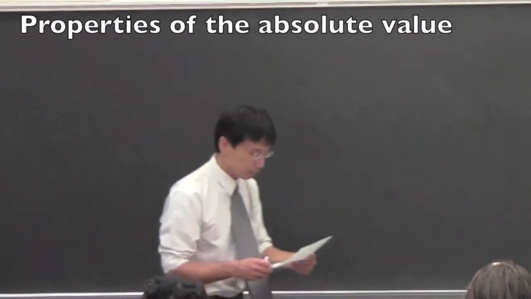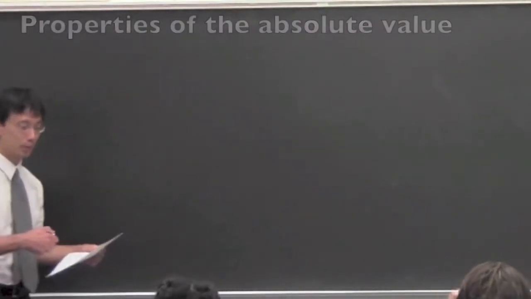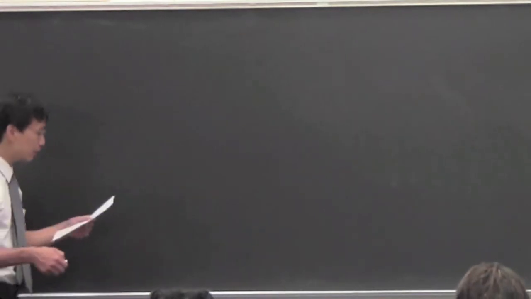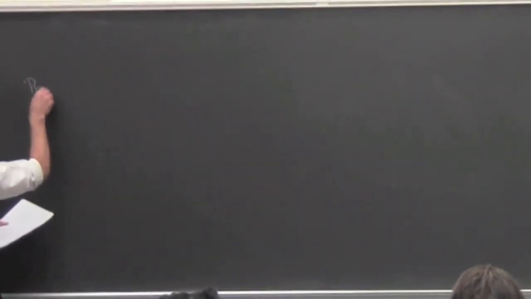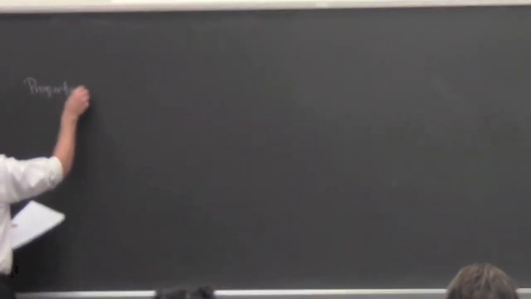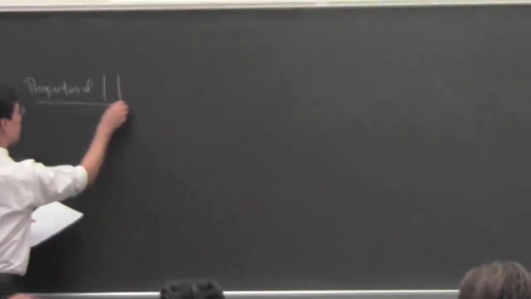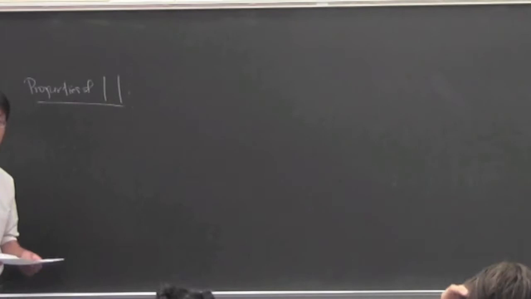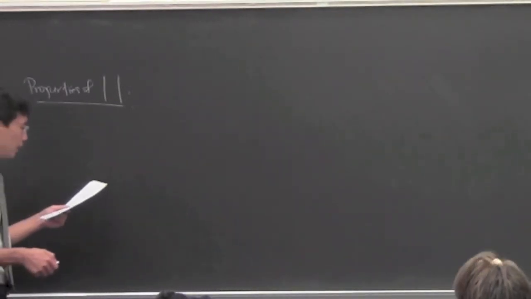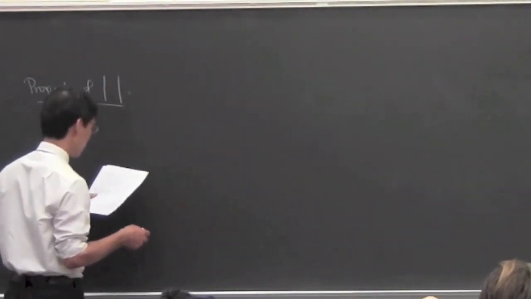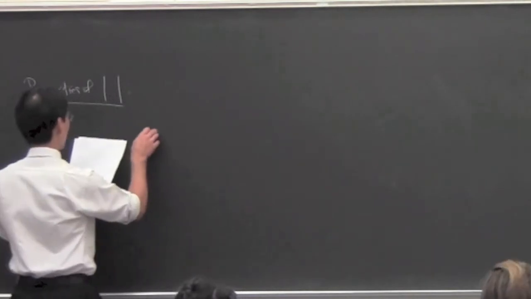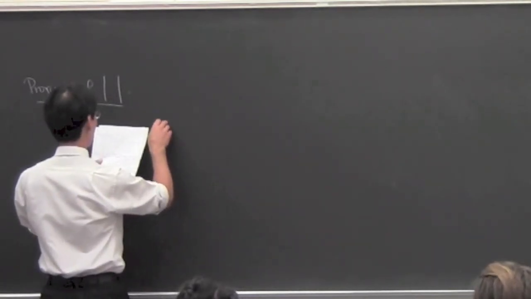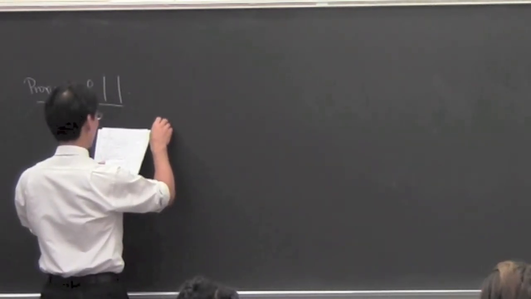Let's go back to what we were talking about at the end last time, which was properties of the absolute value. Properties of the absolute value. And so there are a couple, and I'm not gonna recopy them. Well, maybe I will recopy some of them.